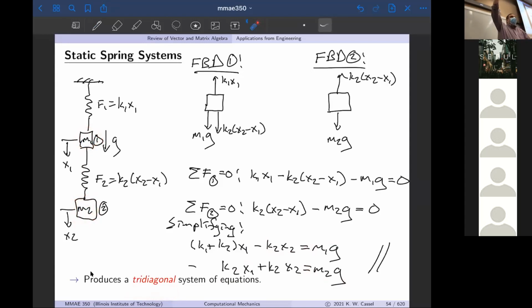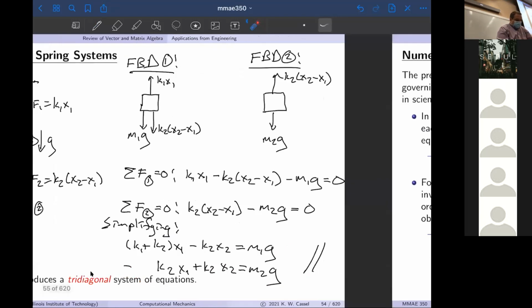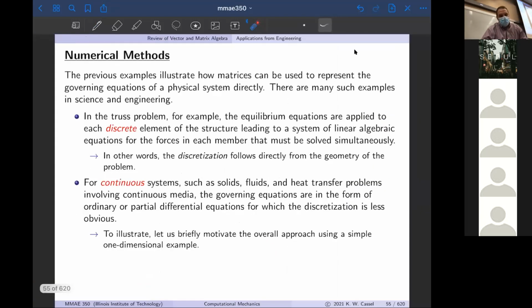So remember, tridiagonal has non-zero elements down the main diagonal, the first upper or super diagonal, the first lower or subdiagonal, and everything else is zeros. So it has a structure to it. It has a very specific structure, which we can take advantage of when we try to solve this. Yep, K's are constants, right?